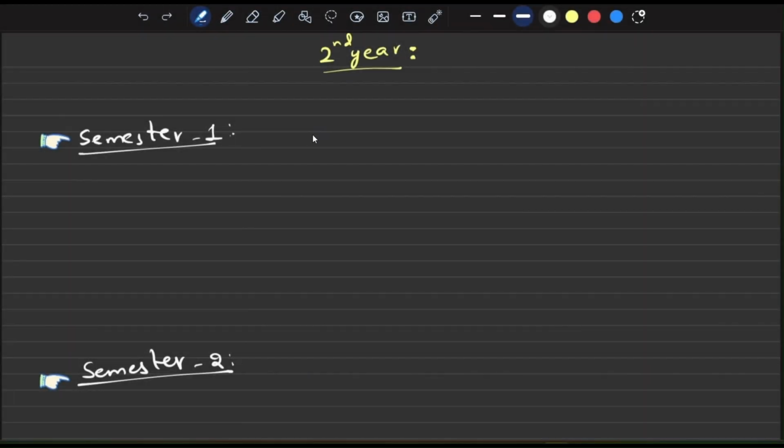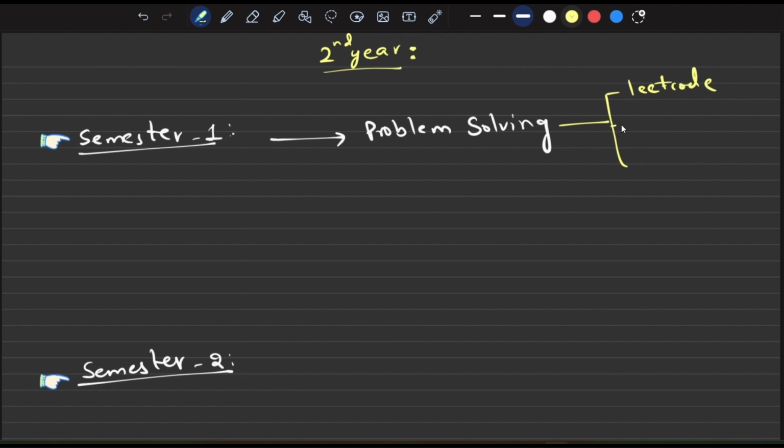Coming to the second year, this is the right time to start problem solving. Use platforms like LeetCode, CodeChef, and HackerRank. Pick only beginner level problems and then move to medium level.